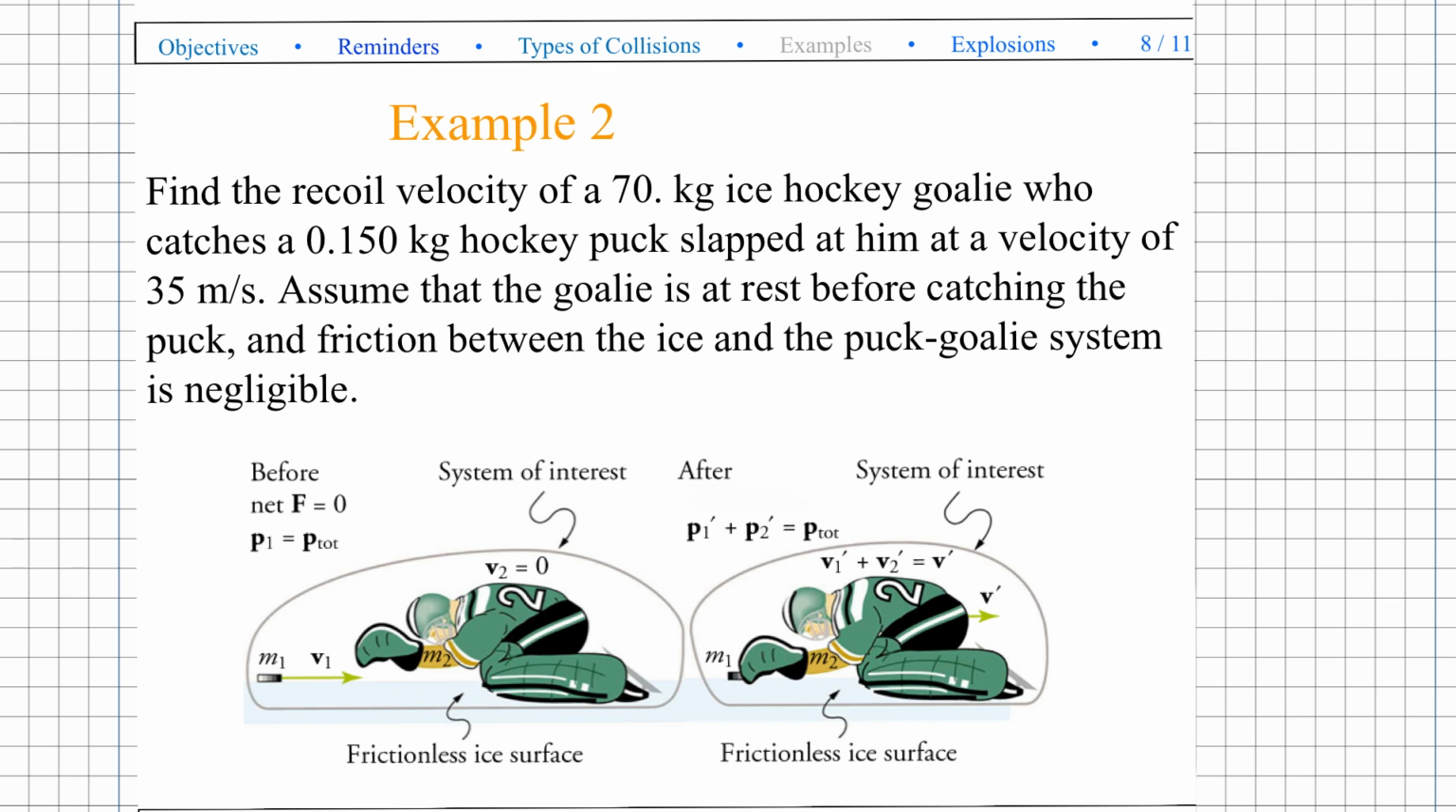Okay, find the recoil velocity of a 70-kilogram ice hockey goalie who catches a very small hockey puck slapped at him at a pretty high velocity. Assume the goalie is at rest before catching the puck, and friction between the ice and the puck-goalie system is negligible. Okay, so this last statement right here is to tell you that this is isolated.